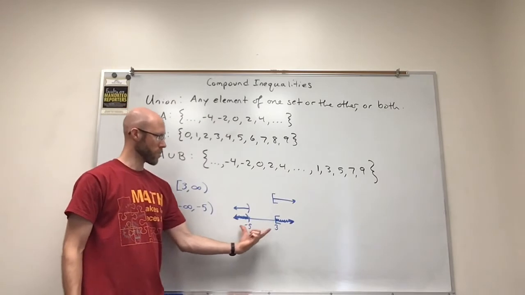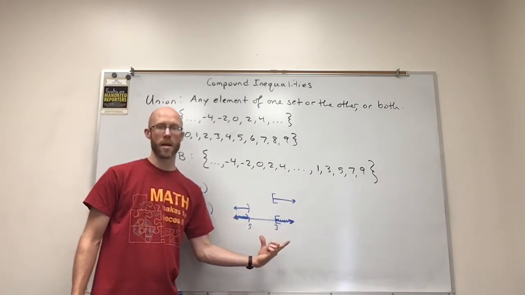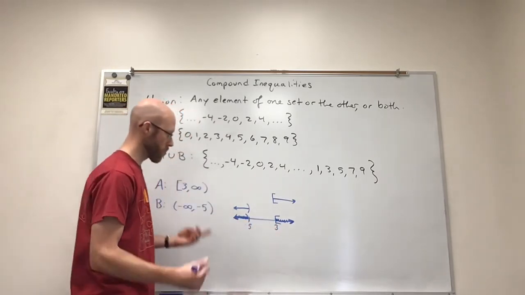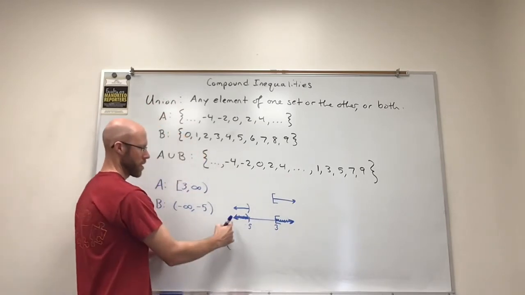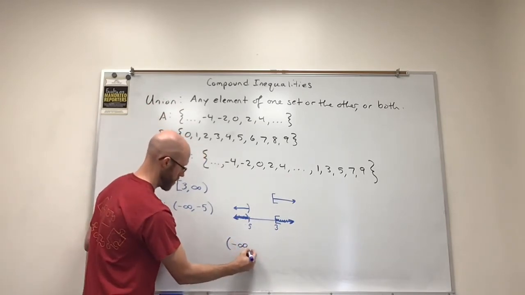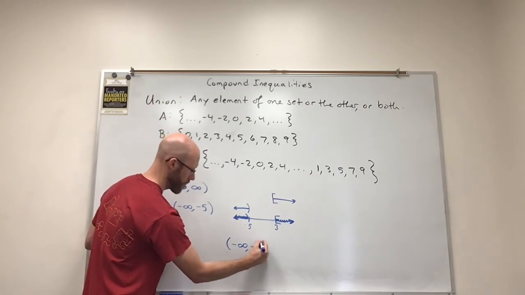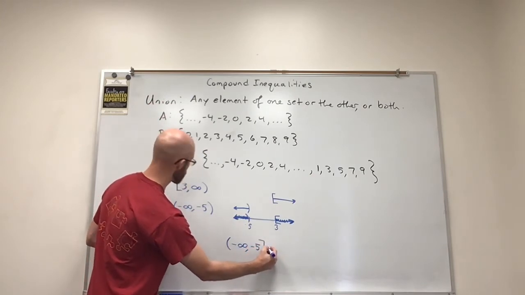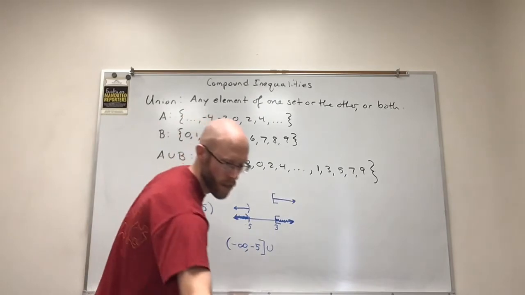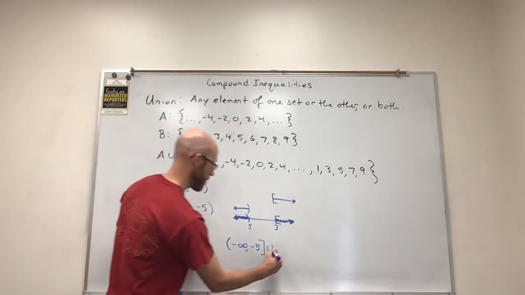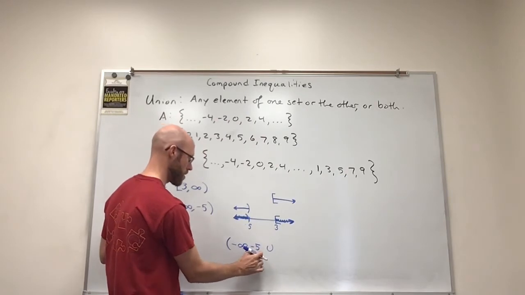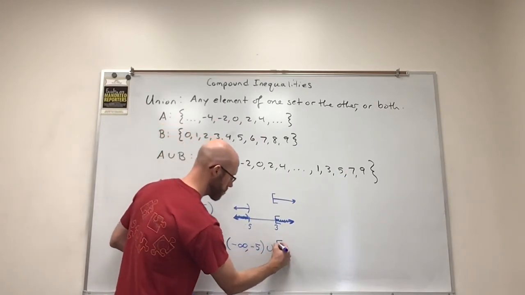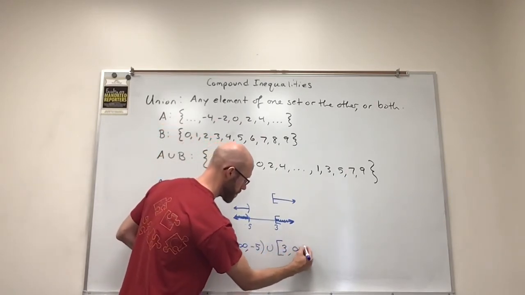Okay, and so these two together make the union, and so I would write them in one set, from negative infinity to negative 5, and then I would say union, that negative 5 should not be included, that should be a parenthesis, union from 3 to infinity.